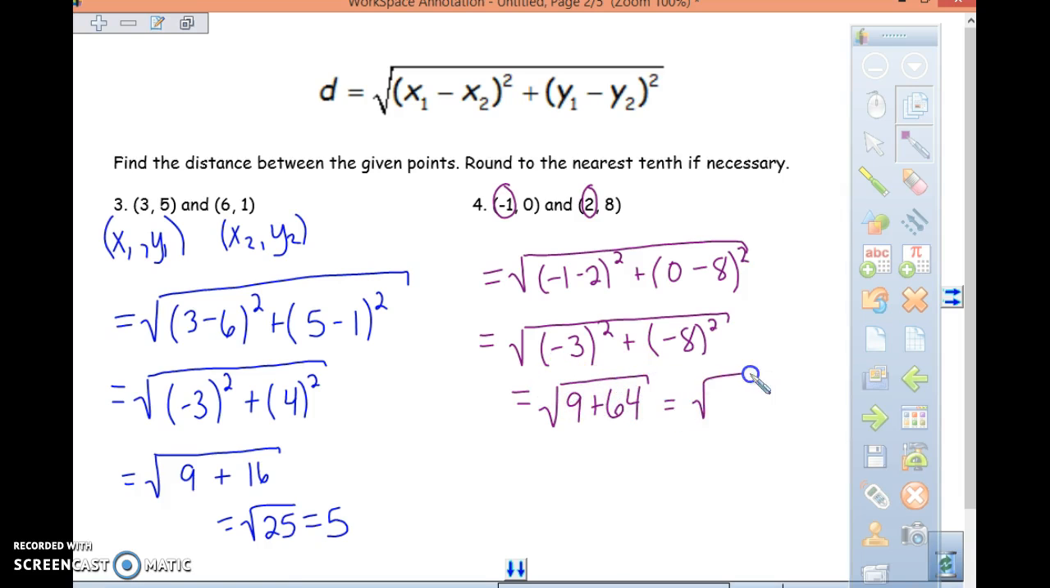Simplifying under the radical gives us 73, which is not a perfect square. Looks like it's prime, so this would be its simplest form. But directions up here do say nearest tenth, so if we take it a step further, we would get about 8.5.